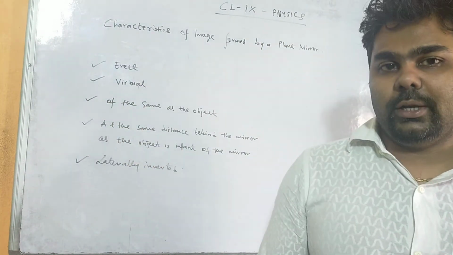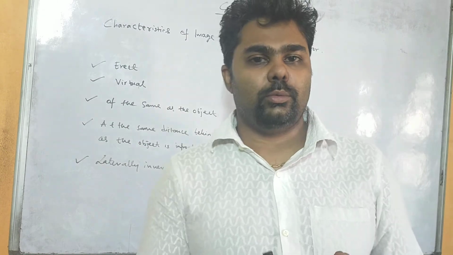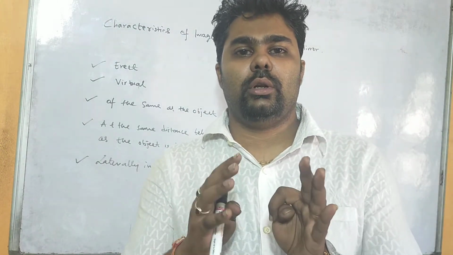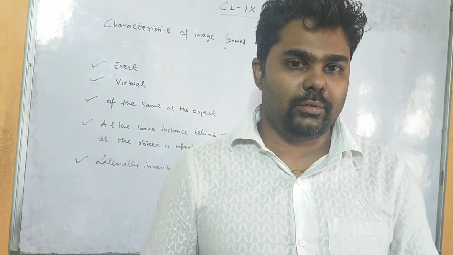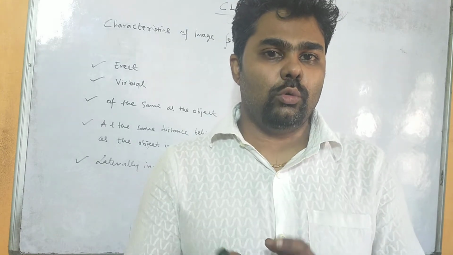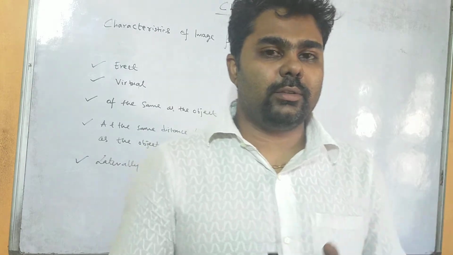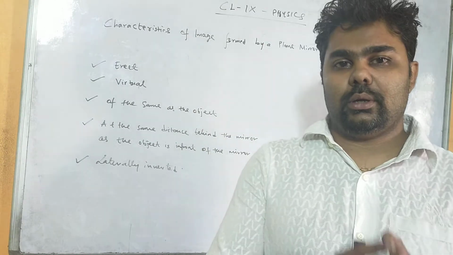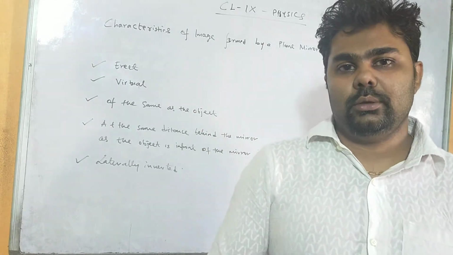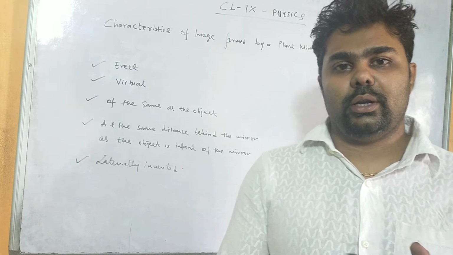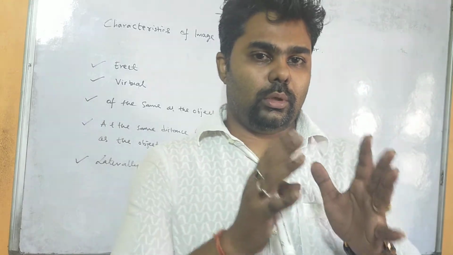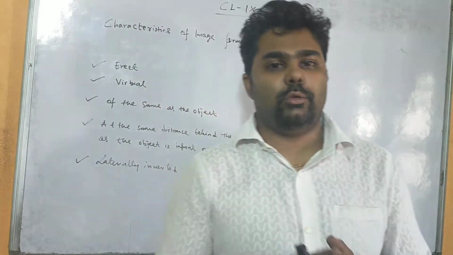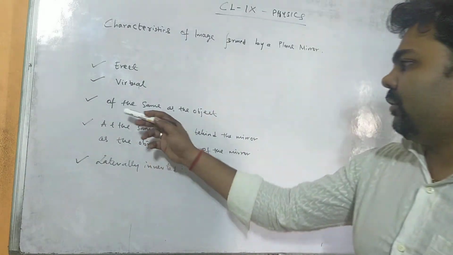Next we have virtual. Virtual images are those images which cannot be obtained on a screen, and which are formed not by actual intersection of light rays. That means the light rays appear to meet, okay? In my last class I taught what a real image and a virtual image are. For complete detail, you can refer to my previous video on real and virtual images, right. So here we have learned that the image formed by a plane mirror is virtual and erect. Next, same size as the object.